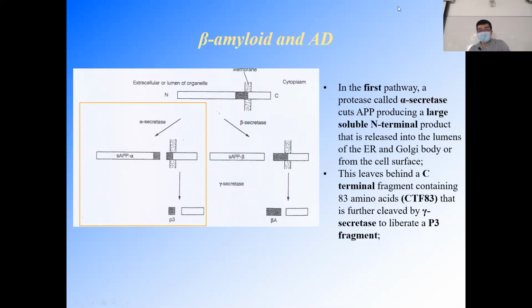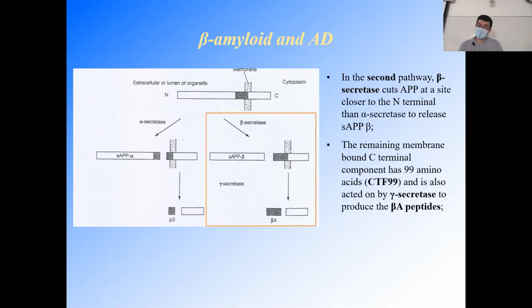So in the first pathway, the APP is first cleaved by the alpha secretase. Okay, then there will be remaining C-terminal fragments containing 83 amino acids. Sorry. So that is further cleaved by the gamma secretase. Okay, so it becomes the P3. So this is not actually a problem for the case, but the processing to a larger extent is by the second one.